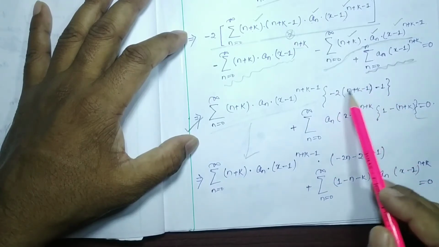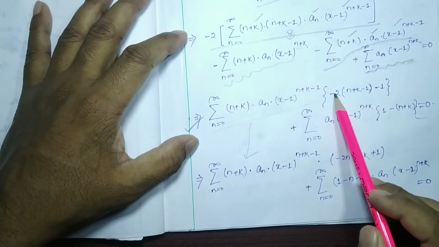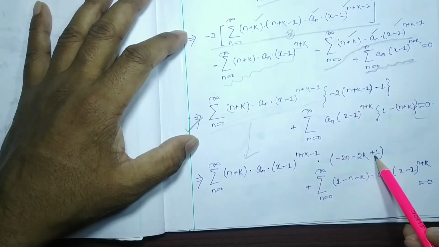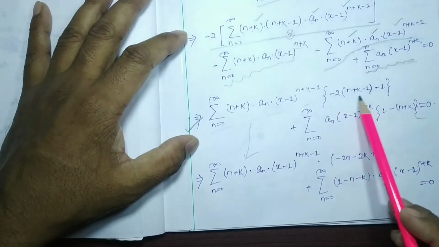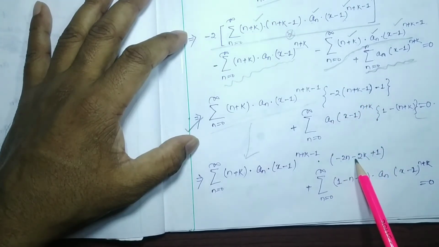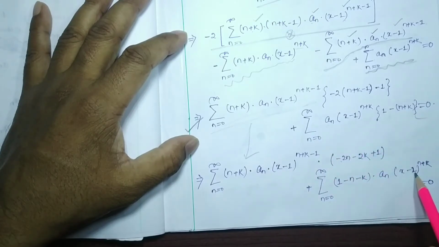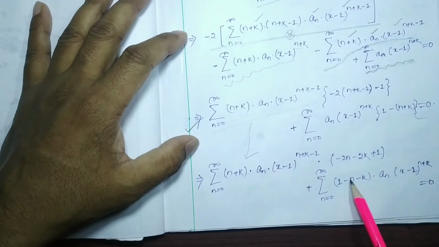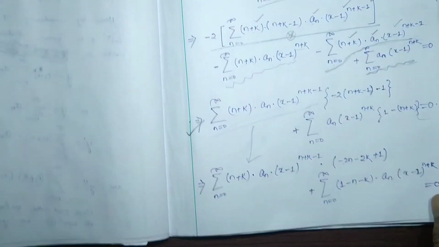So in this bracket we find minus 2n minus 2k plus 2. Here minus 2, minus 1 plus 2, here minus 1 is there, so it will be plus 1. So by omitting this circular bracket we can write minus 2n minus 2k plus 1. Here plus summation over n equal to 0 to infinity, a n, x minus 1 to the power n plus k. Here we find 1 minus n minus k, and 1 minus n minus k is equal to 0. Okay, come to the next page.